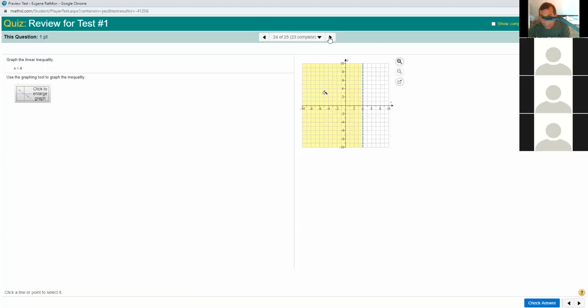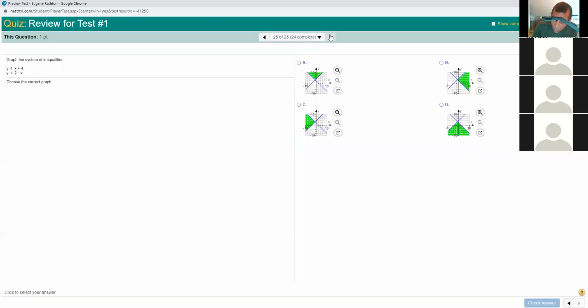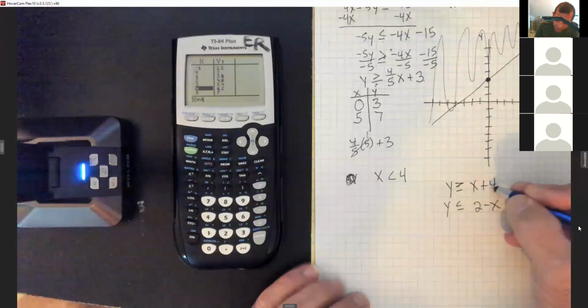All right, y'all, I think we got one more, and that's probably a system of equations. So I got y is greater than or equal to x plus 4. Y is less than or equal to 2 minus x. All right, so I'm going to do these real quick by hand. So I got my equations here, so I'm going to make my graph.